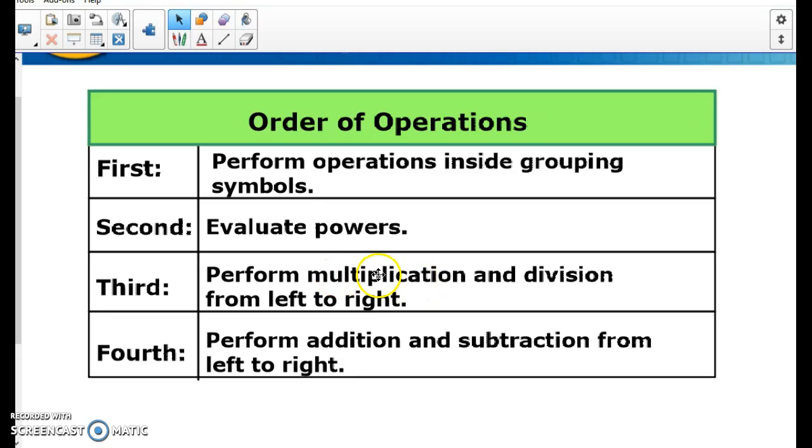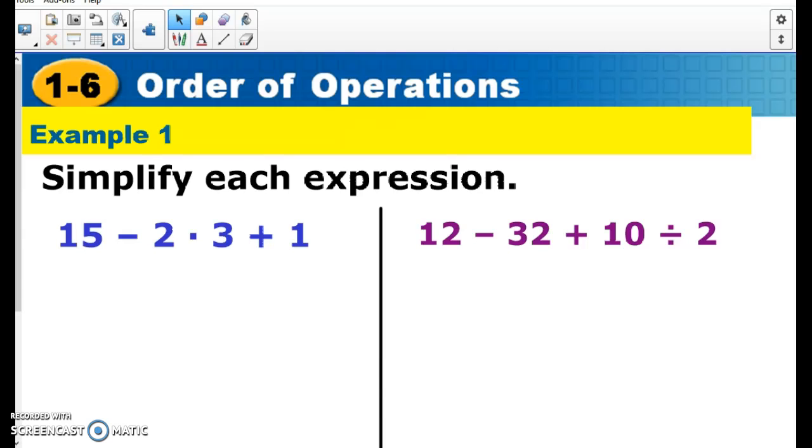So they're kind of equal. Same thing with addition and subtraction. We're going to do it left to right. So even if there's a subtraction problem on the left side before the addition problem, we're still going to be doing that subtraction problem first because they're kind of equal on the same scale.